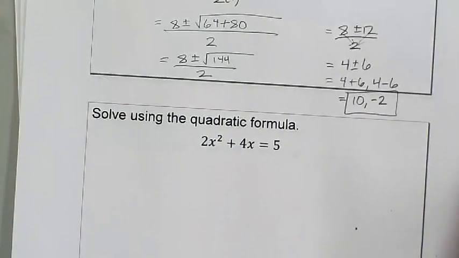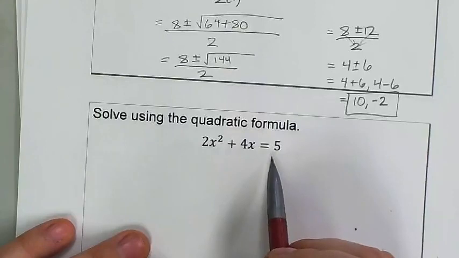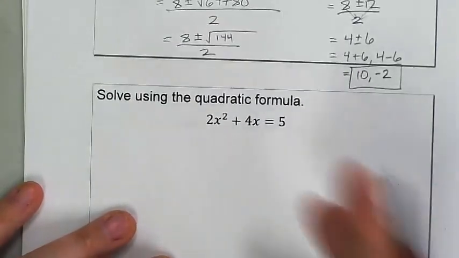All right, I'm going to pause for about 30 seconds or so you can get started on the next problem. Don't forget, we need this to be equal to 0. So I'm going to have to move that 5 over first.